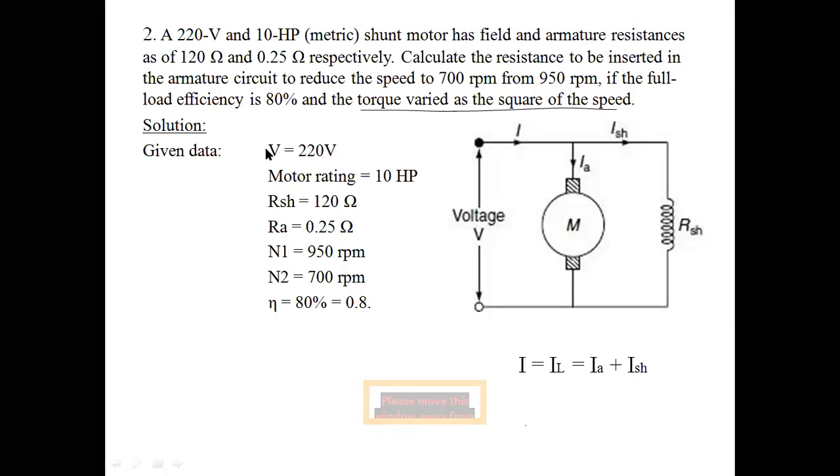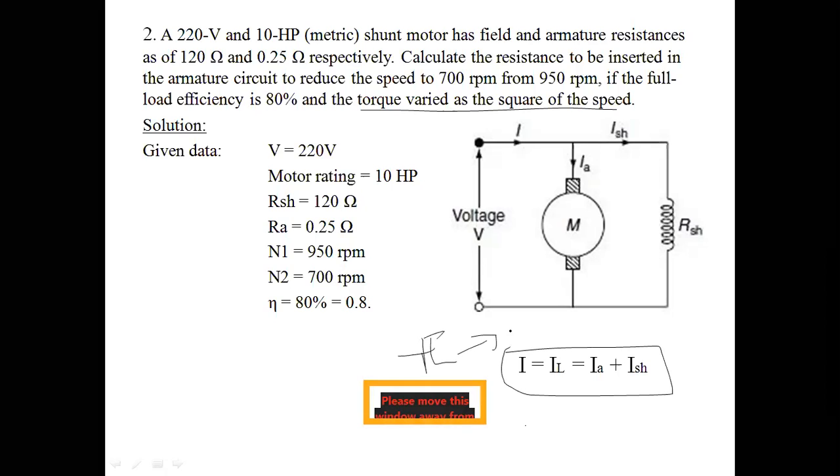So here is your given data which I have discussed in this problem. This is your shunt motor. The first and basic thing is the equation of the current: the total current depends on both the shunt current and the armature current. If you have the load at full load, then the efficiency is going to be 80%. At this 80%, the torque is going to vary as the square of the speed.